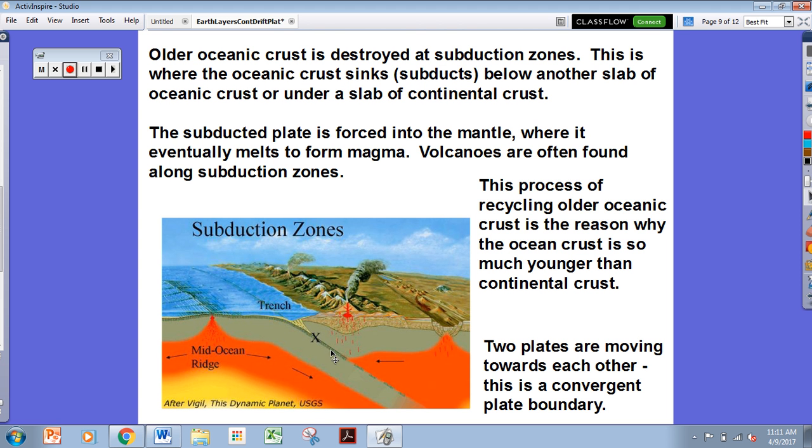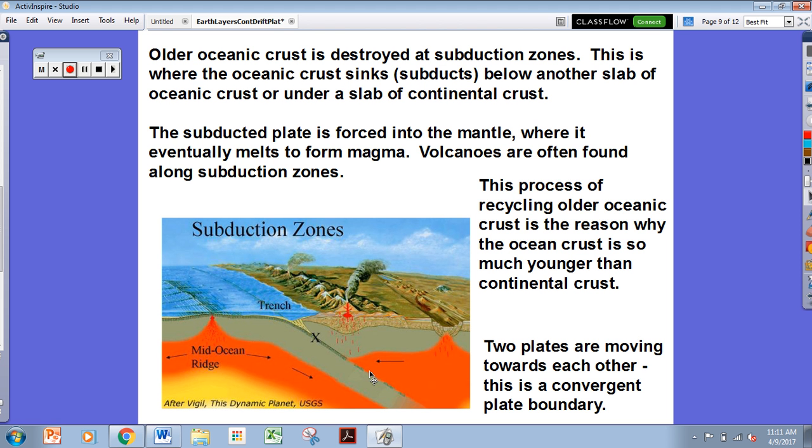This is where the plate that's made up of oceanic crust sinks, or subducts, below either another slab of oceanic crust or under a slab of continental crust. That's what I'm showing here. We've got oceanic crust and continental crust. So here you see, here's the mid-ocean ridge. So here's the newest rock material. Rock is moving away, and eventually this oceanic plate is subducted or forced down into the mantle. Over time, that rock gets melted.